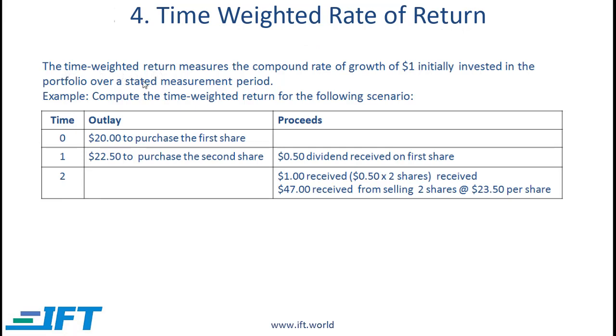The time-weighted rate of return measures the compound rate of growth of $1 initially invested in the portfolio over a stated measurement period. Let's take the same example where we invest $20 and then we purchase a second share, we get a dividend at the end of year 1, and then we sell at the end of the second year. So the exact same cash flow, but when we calculate the time weighted rate of return, it will be a little different.